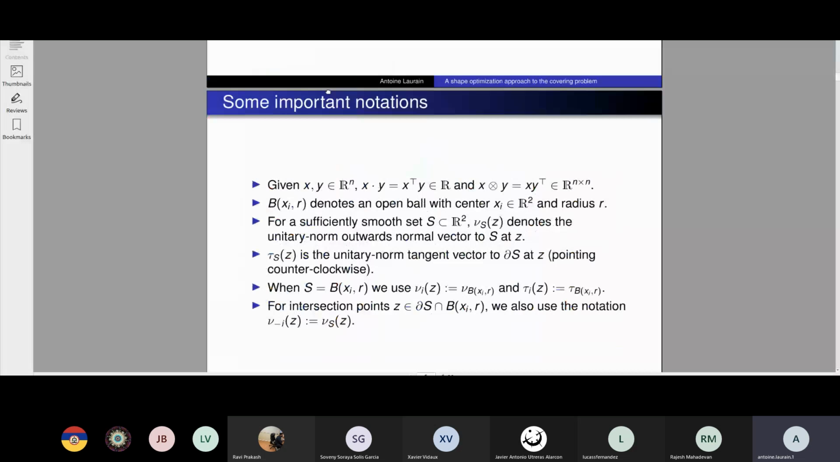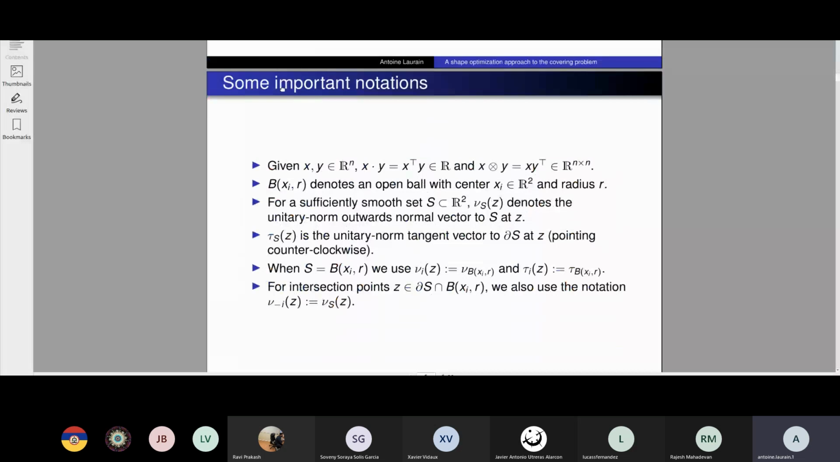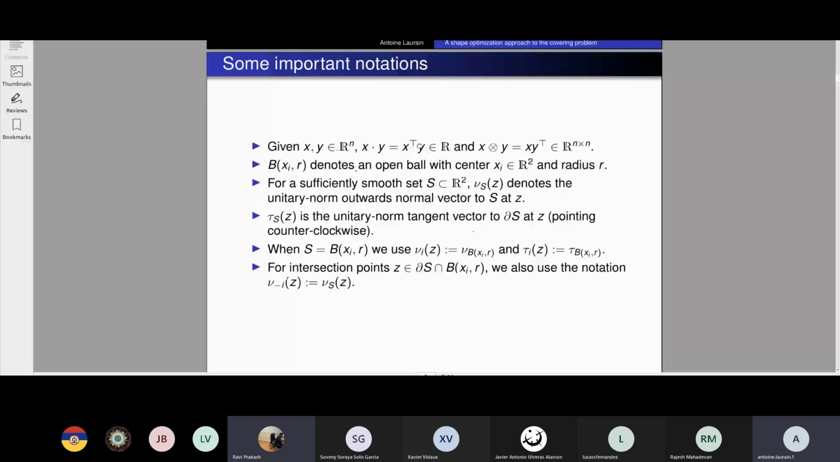Before I start showing the formula, let me just show you some important notations. There's the scalar product with the dots. This is the usual thing. There's the tensor product. Maybe some people are used to it, maybe some other people not. You can see this as a matrix product of two vectors x and y transpose. So the tensor product of x and y is a matrix. If the vectors are size n, then the matrix is n times n. The ball, I already explained the notation.